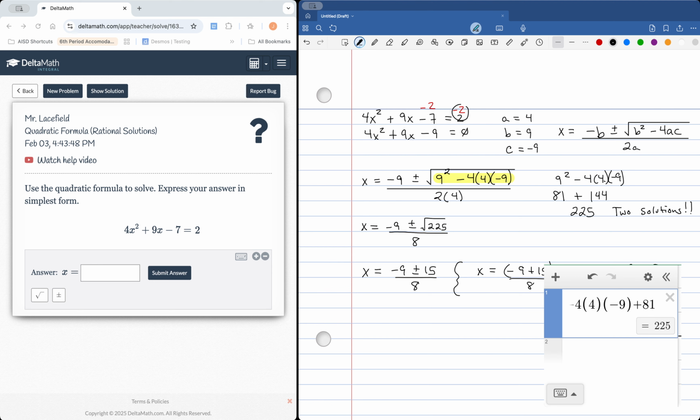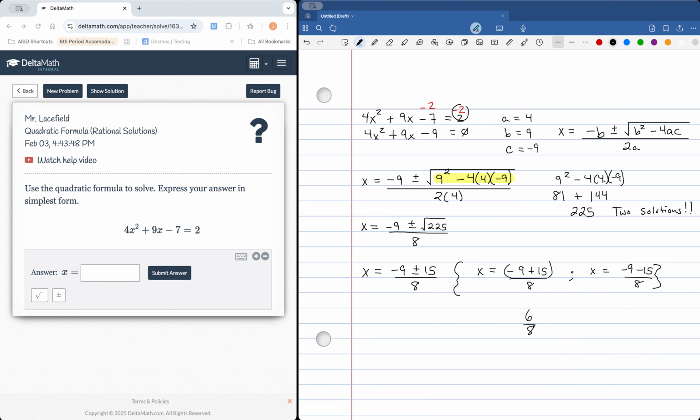Now, negative 9 plus 15, that is 6 over 8. I'll go ahead and hide my Desmos for a second so we can see this part. So that's 6 over 8. And then over here we have negative 9 minus 15, which gives us negative 24 over 8. 6 over 8 is going to reduce to 3/4. And then the other solution, negative 24 over 8, that's going to give us negative 3. So the two solutions for this problem are 3/4 and negative 3.